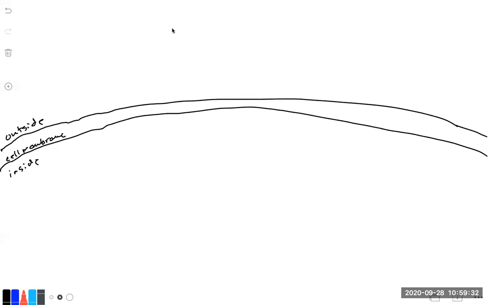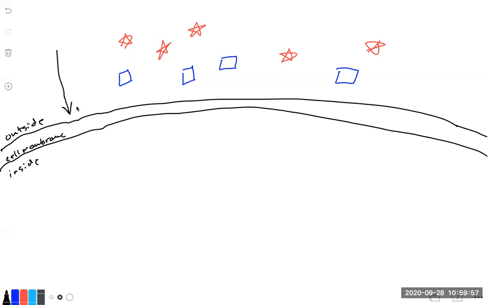So let's draw a couple of things that we're going to want. We'll want these stars, and those will be a substance, and these squares will be a substance. Let's draw a couple stars over here. So these are our substances. We don't really care what they are. We just know that we want these substances to go into the cell.